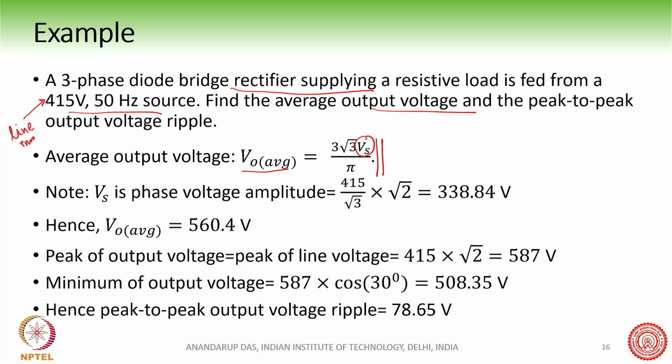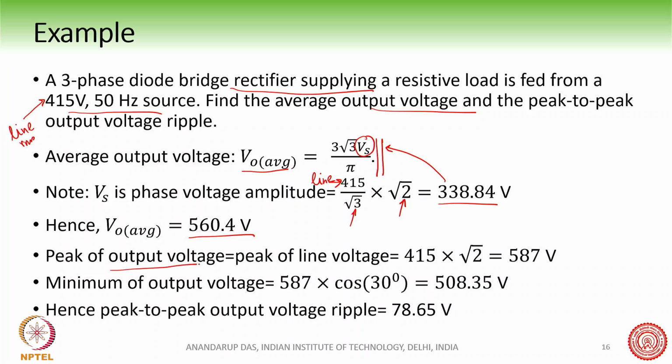Vs is the amplitude of the phase voltage. What is the phase voltage here? This is the line voltage, and line voltage divided by √3 gives the phase voltage RMS value. Then you multiply by √2 to get the peak phase voltage, which is 338 volt in this case. Once you substitute this here, you get V output average as 560 volt.